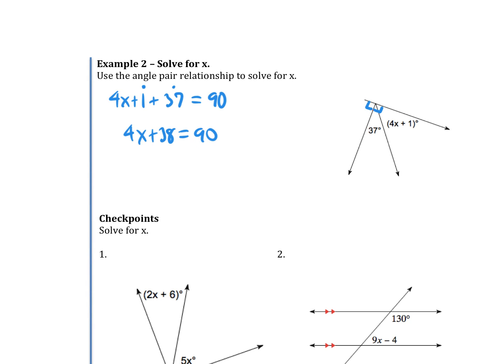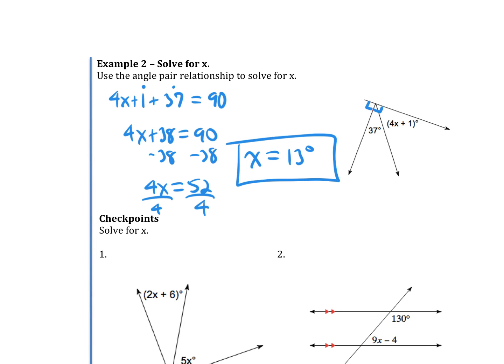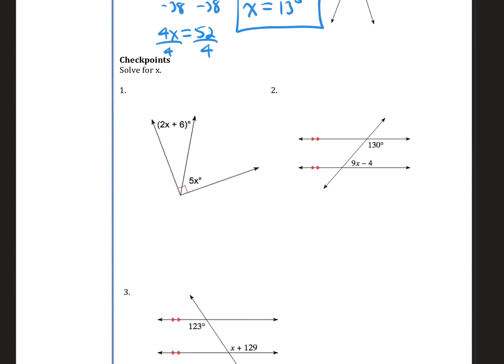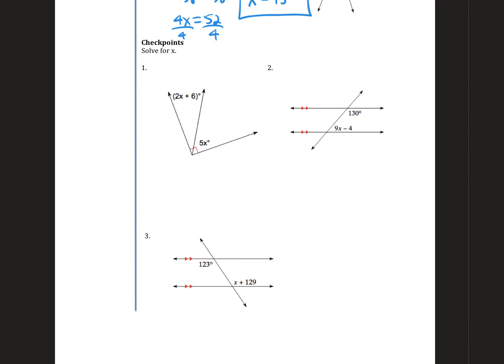Solving for x, subtract 38. We get 4x equals, what's that, 52? Divided by 4. And x equals what? 13. 13 degrees. All right, why don't you guys try these checkpoints here. See if you can do 1, 2, and 3.